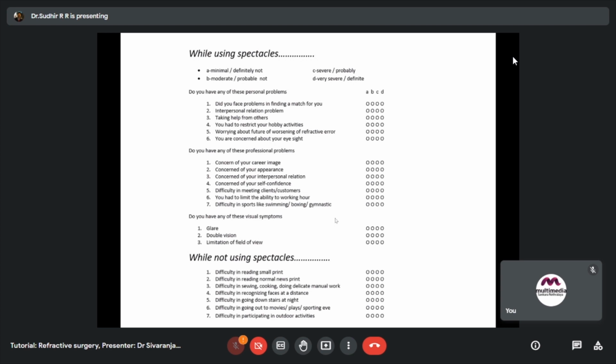Then they also complain of glare, double vision, and limitation of field of vision. With spectacles, in very high refractive error, they have difficulty with the field of vision. The other complaint is that when they remove the glasses, they cannot see. Most of the time with thick glasses, as you would have seen in all the films, they can't see and the villain comes and all that. That's the most important.